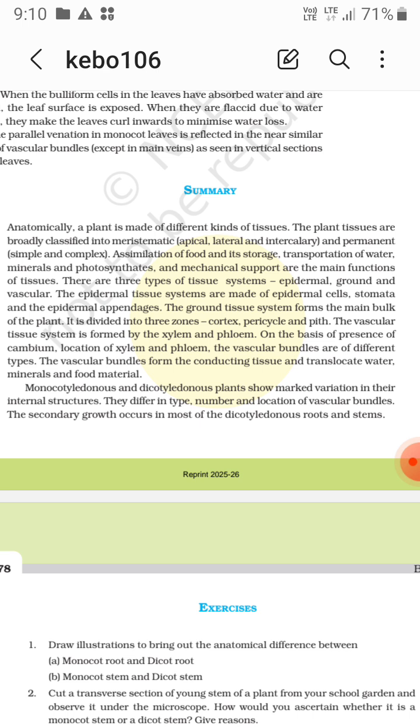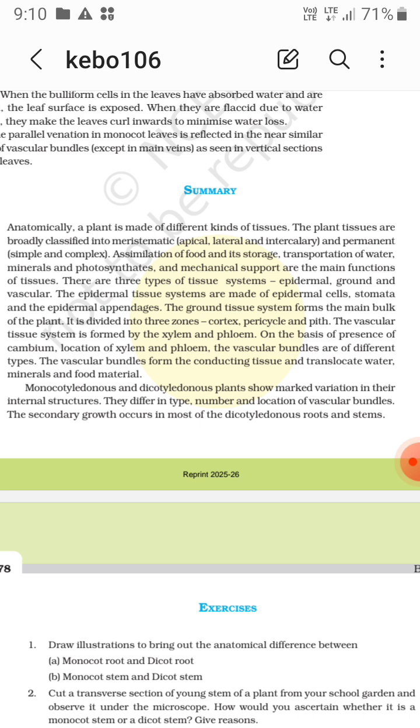The epidermal tissue systems are made up of epidermal cells, stomata, and the epidermal appendages, right? The ground tissue system forms the main bulk of the plant body, about 90%. It is divided into three zones: first one is the cortex, second one is the pericycle, and third one is the pith.